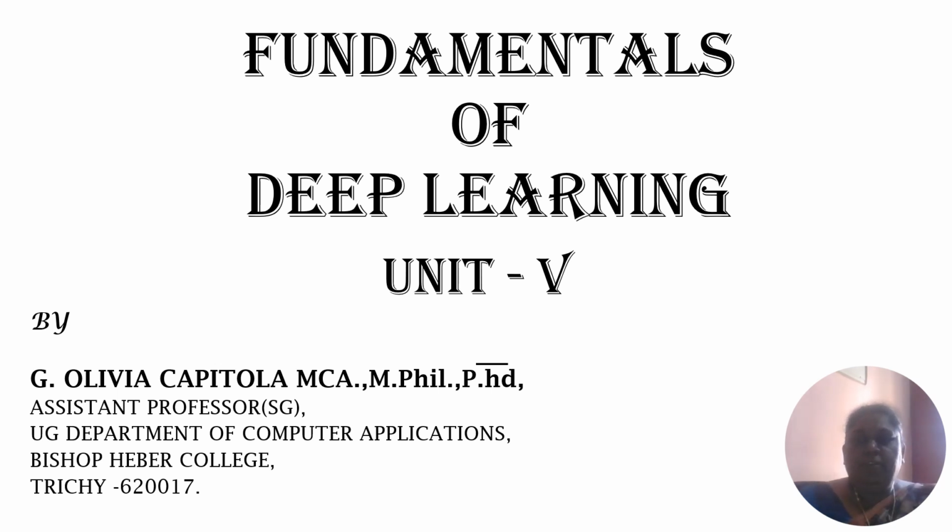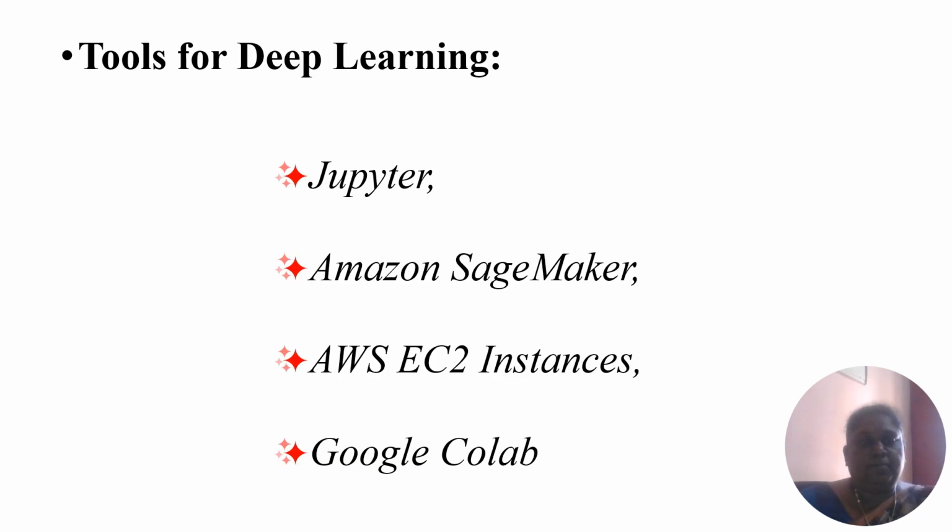The topic I am going to take is from the subject Fundamentals of Deep Learning, Unit 5, how to install the tools for deep learning. Now let's move on to the content. The tools for deep learning are Jupyter, Amazon SageMaker, AWS EC2 instance, Google Colab. So these are the tools we have. But for now we are going to see how to install Anaconda and Jupyter Notebook in this session.